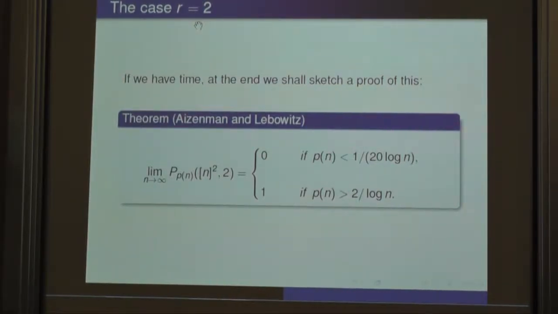Okay, so at the end I would sketch a proof of this somewhat sharper result, that actually 1 over 20 and 2 would do, but I doubt it. So let's say here we have it with concrete numbers. If the probability is less than 1 over 20 log n, then we don't get percolation in just 2 dimensions, and if it's bigger than 2 over log n, we get percolation with probability tending to 1.